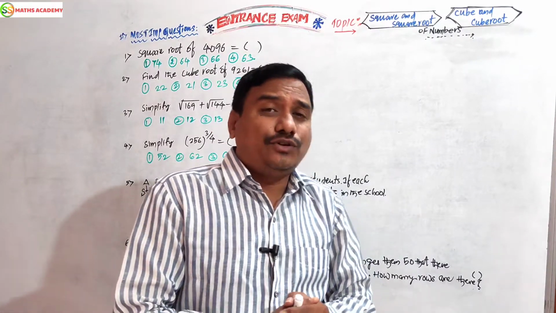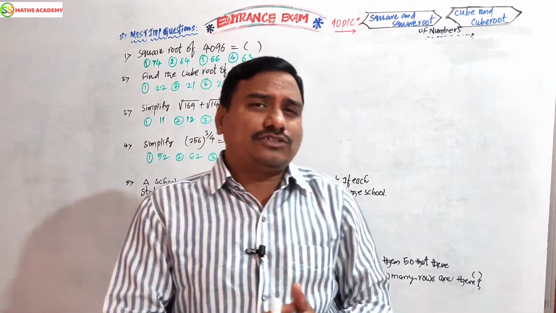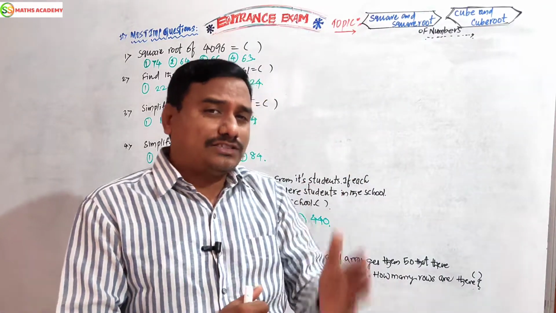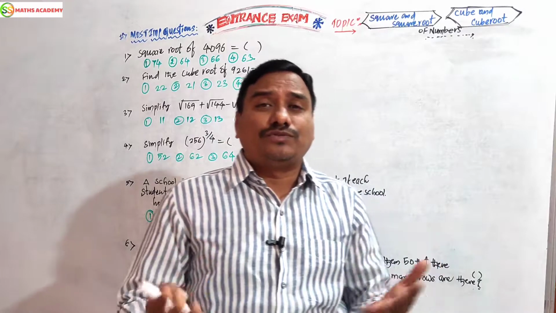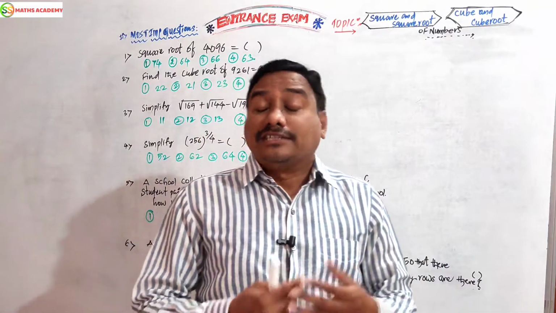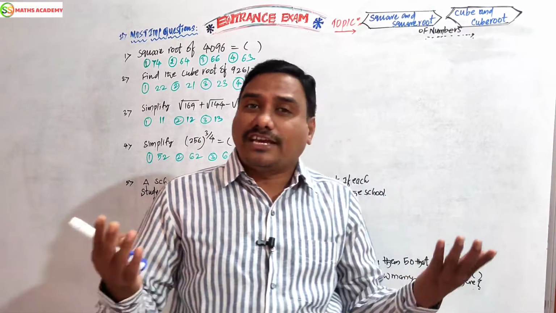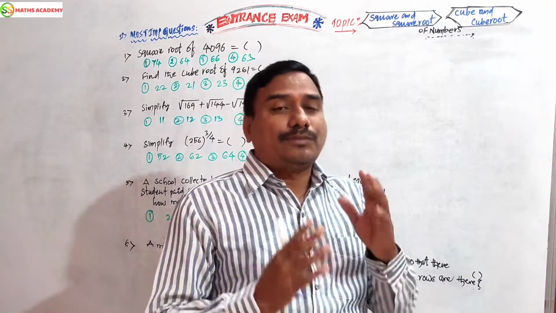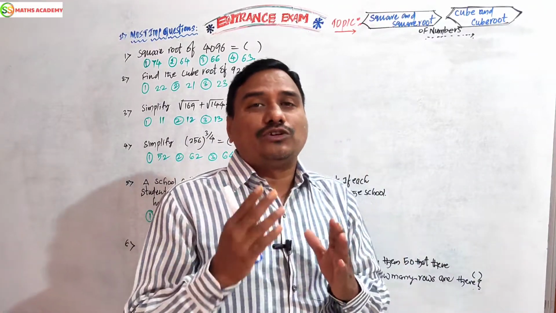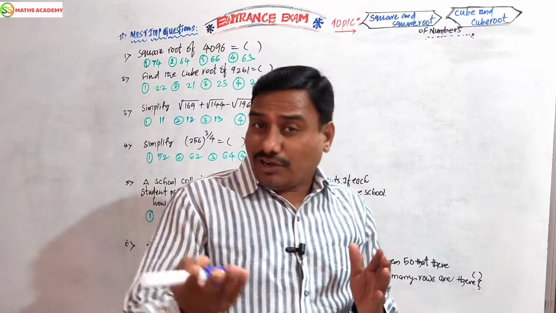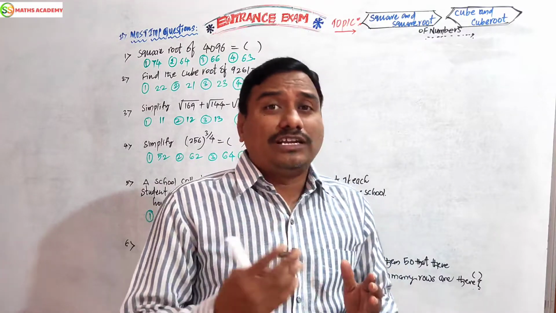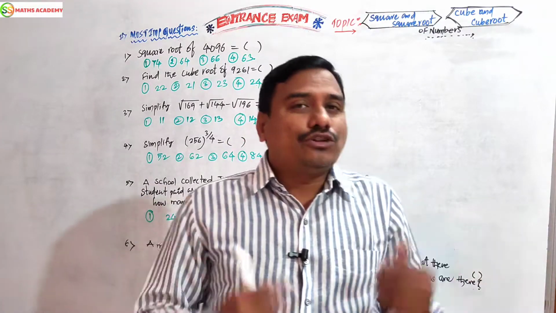Now friends, you should know the squares of numbers up to 30: 1 square 1, 2 square 4, 3 square 9, 5 square 25, 16 square 256, 25 square 625, 29 square 841, 30 square 900, like that. And cubes of numbers up to 10: 1 cube 1, 2 cube 8, 3 cube 27, 5 cube 125, 8 cube 512, 9 cube 729, 10 cube 1000.